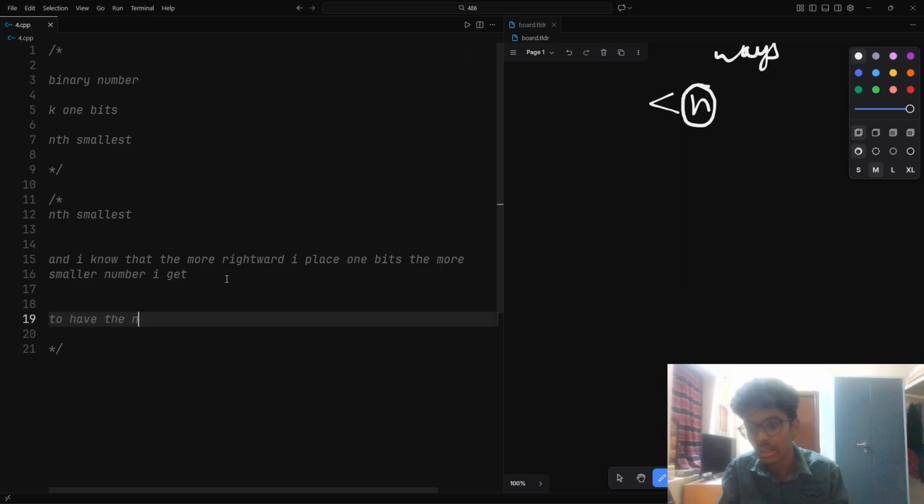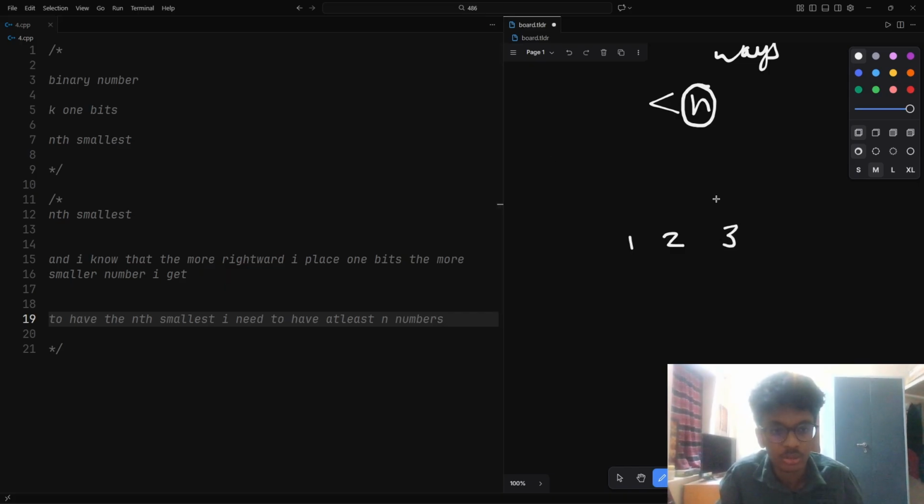To have the nth smallest, I need to have at least n numbers. If there are only 1, 2, 3 given, and I ask you to find which is the fourth smallest among these, you would be like, there are only 3 numbers. How can I find the fourth smallest?